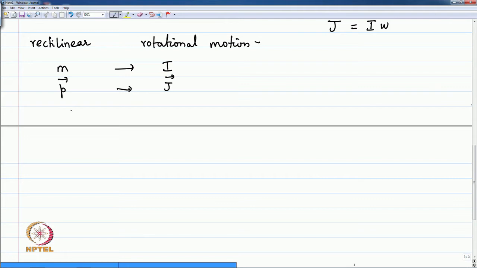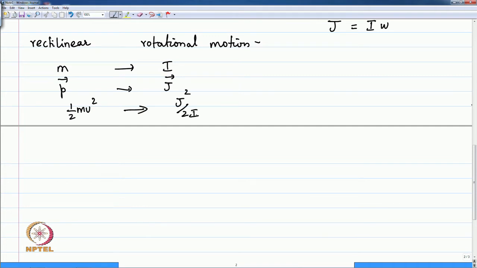Let's see, it's 9 o'clock. We'll get rid of that. And the kinetic energy half m v square goes over to j square by 2I.